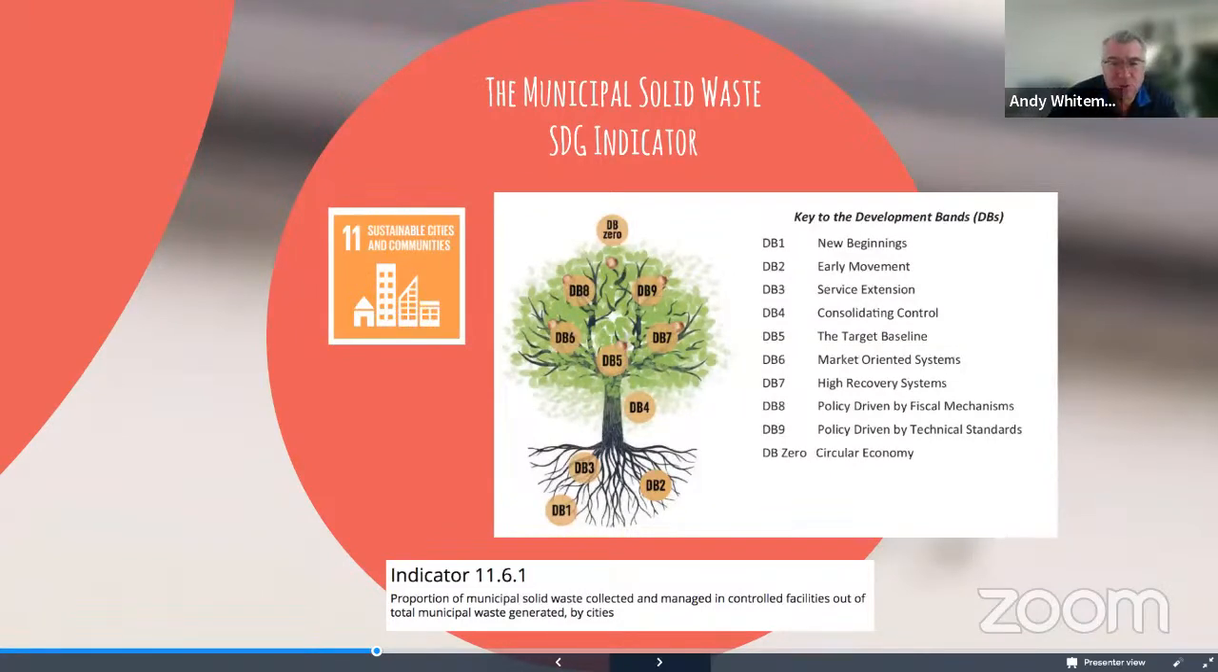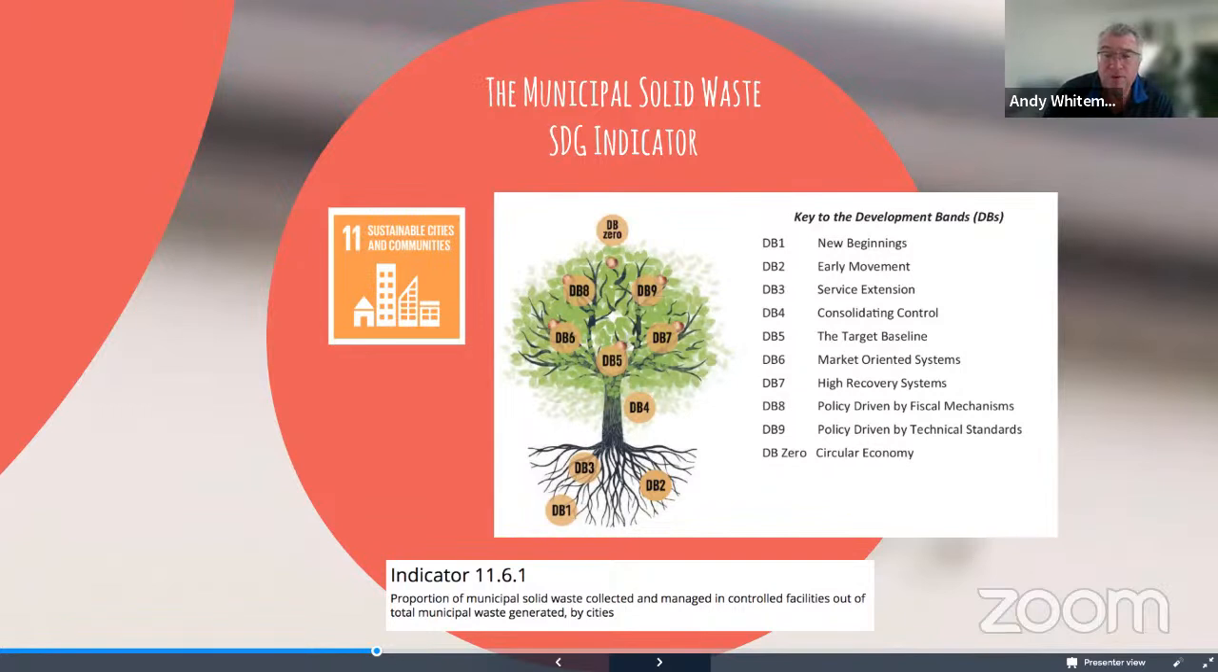And that is the Municipal Solid Waste SDG indicator, indicator 11.6.1, which the Wastewise Cities tool, the WACT, is designed to measure. It's the method for measuring where you stand on indicator 11.6.1, which, as I've mentioned already, is a proportion of municipal solid waste which is collected, managed, and controlled facilities out of the total municipal waste generated. Can't go in too much into the detail, but I have a recent paper together with some colleagues called the 9 development bands, which I'd encourage you to go and have a look at. It's a free download, so you can have a read.